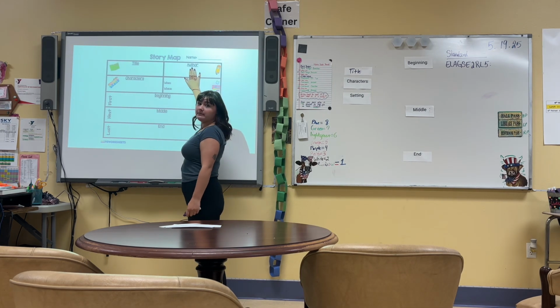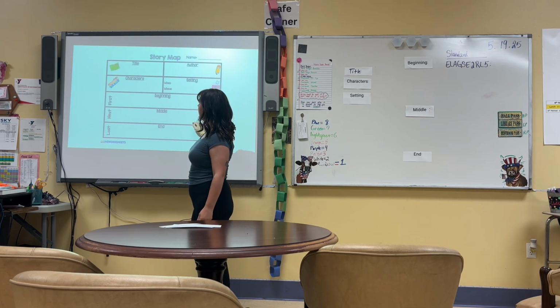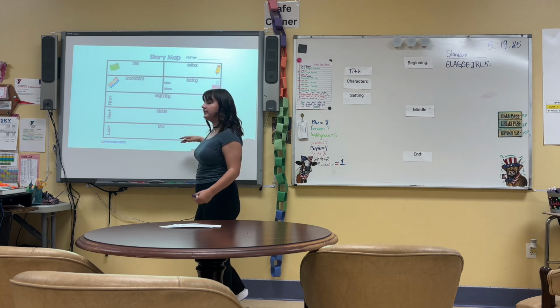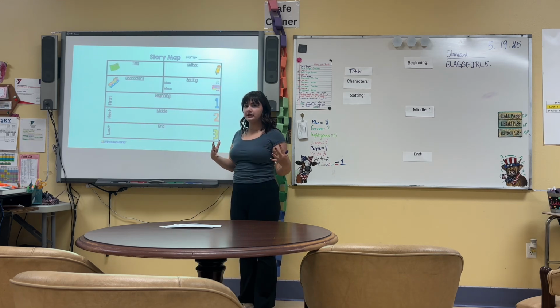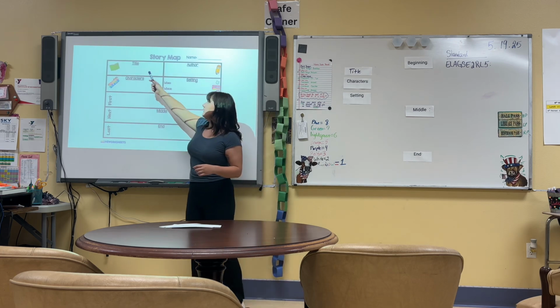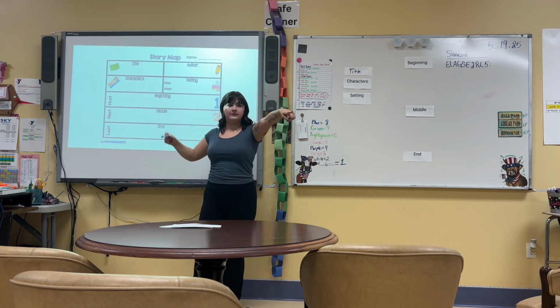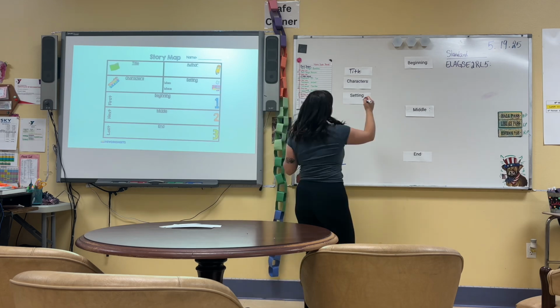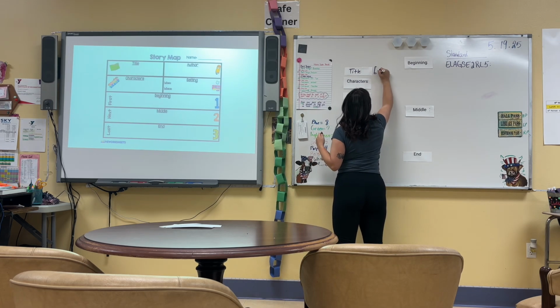Okay, so this is a story map. We use these to help us identify the beginning, middle, the end. When we have it kind of broken down for us, it's a lot easier to place where everything is. So who knows the title of the story we just read? Right there? Yes, it's Eve's Big Day.